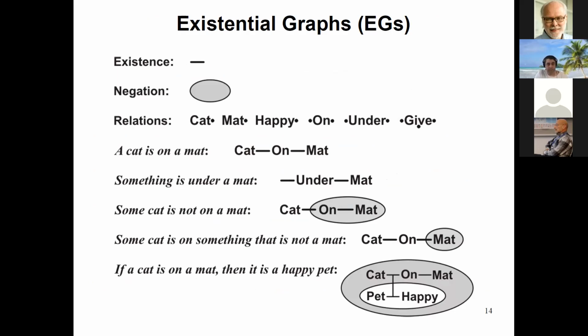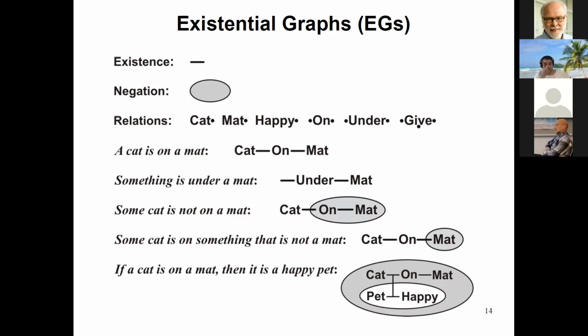Very simple. A line represents there exists. An oval, a shaded oval, represents not. And then relations have one or more links to them. They're represented by words or other symbols with one or more links. And there's a cat is on a mat. Something is under a mat. And this is there exists a cat which is not on a mat. Some cat is not on a mat.